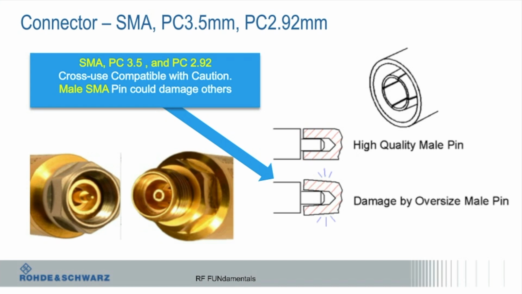If you use a good connector, that mating surface is going to be along the entire threaded portion right up into where they butt together.